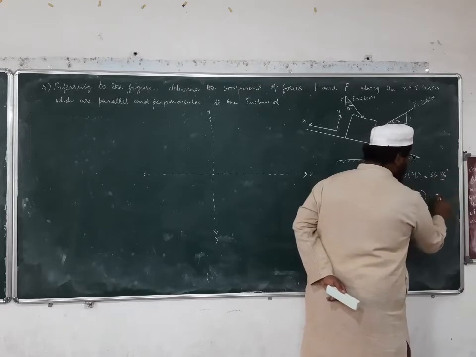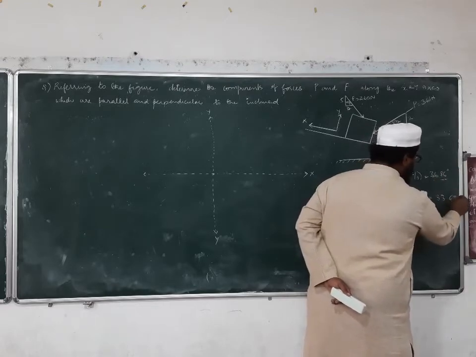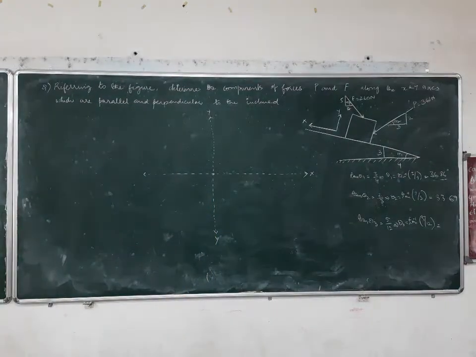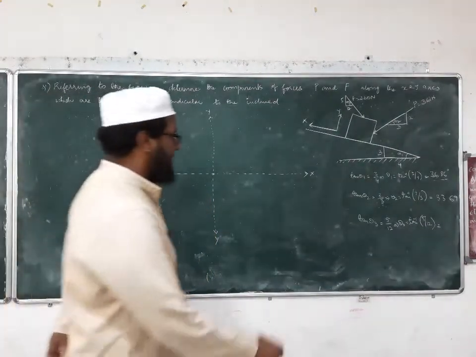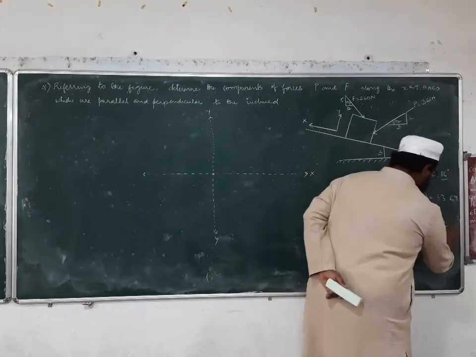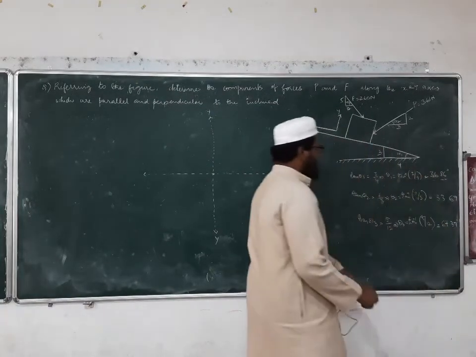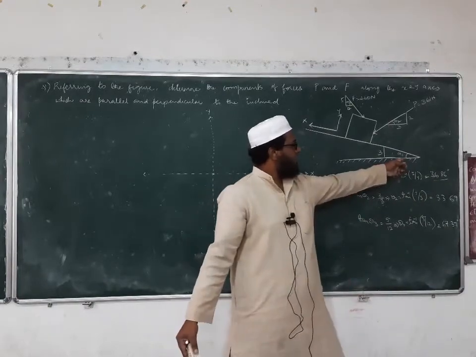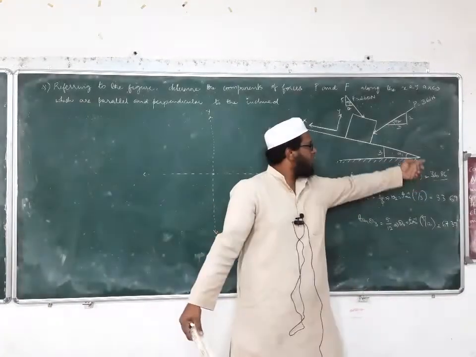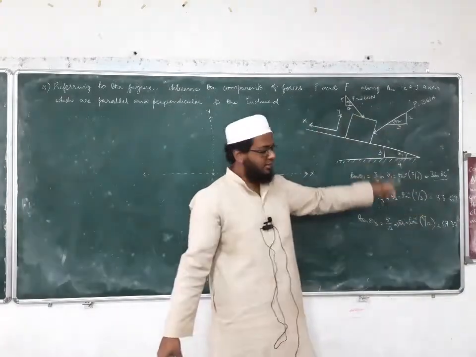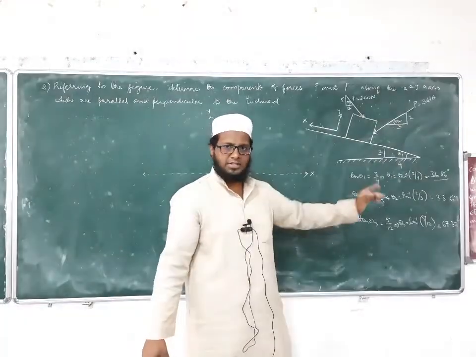36.86 degrees, and this one is 33.69 degrees, and this one is 67.37. Theta 3 is 67.37 degrees. We got these thetas. Okay, this inclination is 36.86. This theta 2 is 33.69 and theta 3 is 67.37. We got these three values.